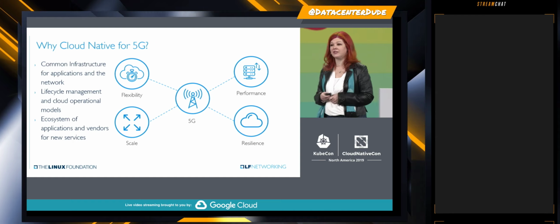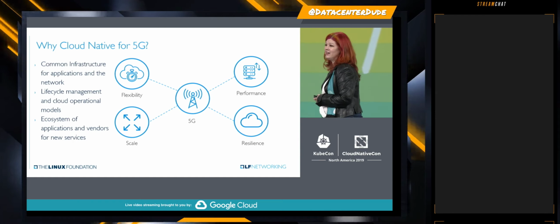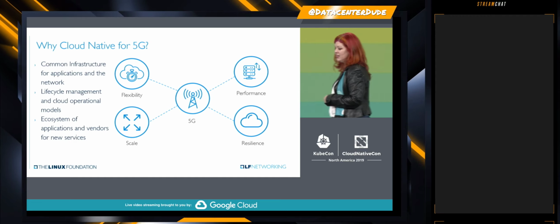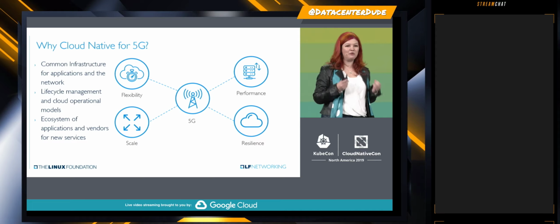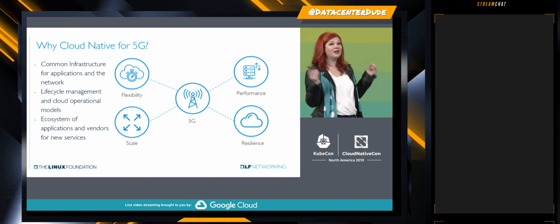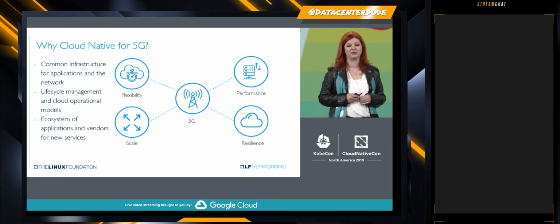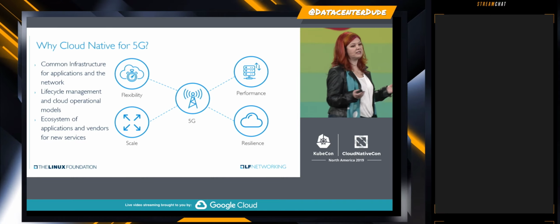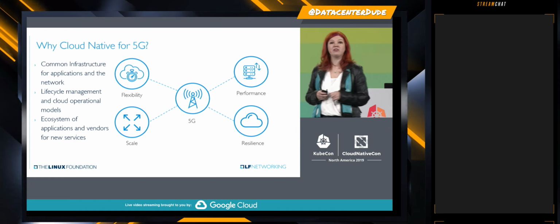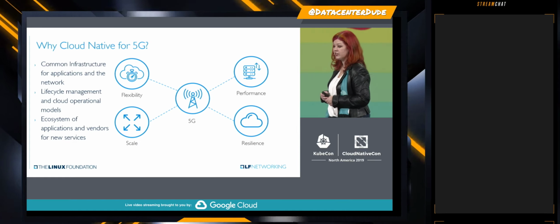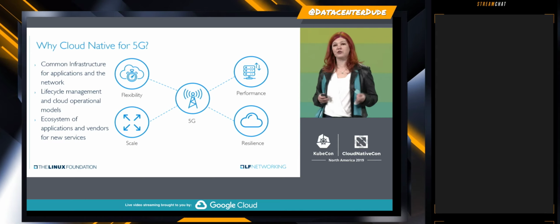If you think about the network, this is what the 911 system depends on. This is what goes into communication amongst flight towers. The network really impacts sometimes physical health and safety. So we really have strong requirements for uptime and resilience. And fundamentally, having a common infrastructure for applications and the network, utilizing some of the lifecycle management, makes things a lot easier.